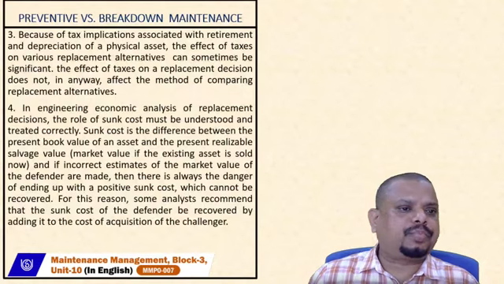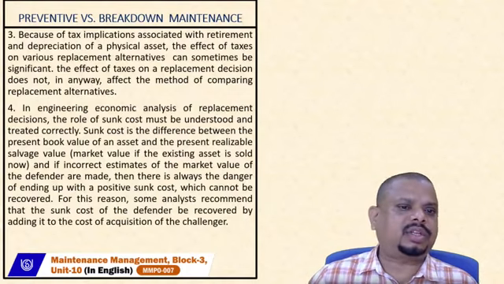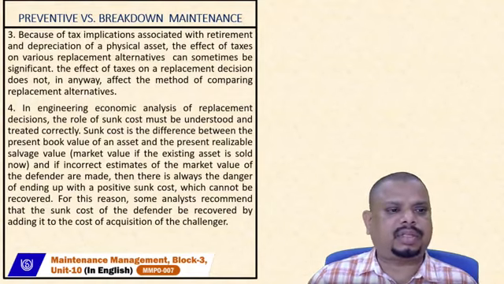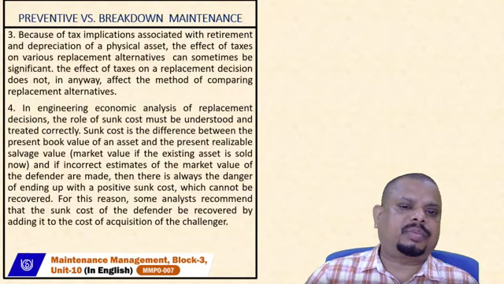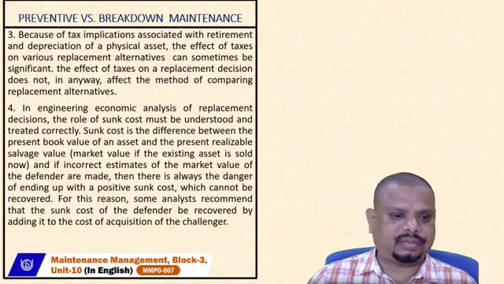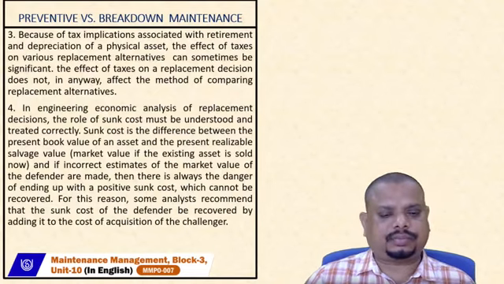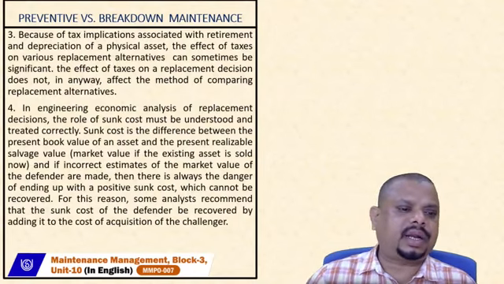Moving to the next one. The next point is that because of tax implications associated with the retirement and depreciation of physical assets, the effect of taxes on various replacement alternatives can sometimes be significant. Whenever you think about taxes, the effect of taxes on replacement decisions does not in any way affect the method of comparing the replacement alternatives, whether you go for the challengers or the defenders. And in engineering economics, in replacement decisions, the role of sunk cost must be understood and treated correctly.